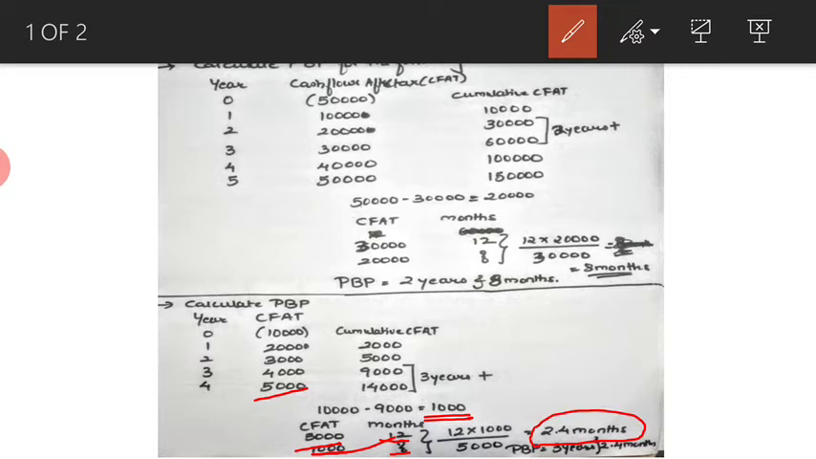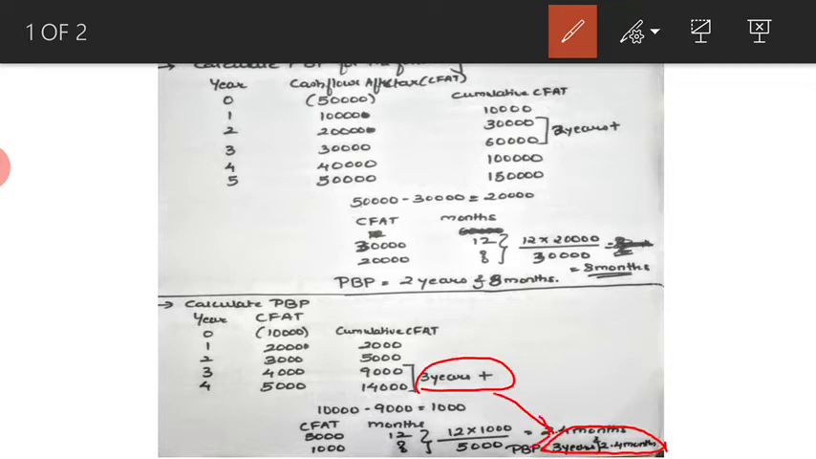So what is your final answer? The final answer would be 3 years and 2.4 months. I hope you're clear with this calculation of payback period when the cash flows are not uniform and the initial investment is not directly found in the cumulative cash flows.